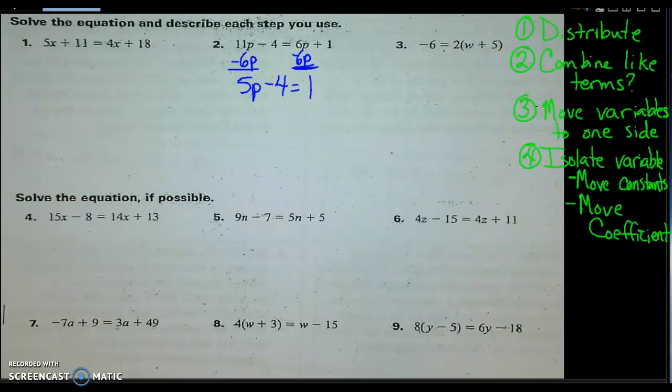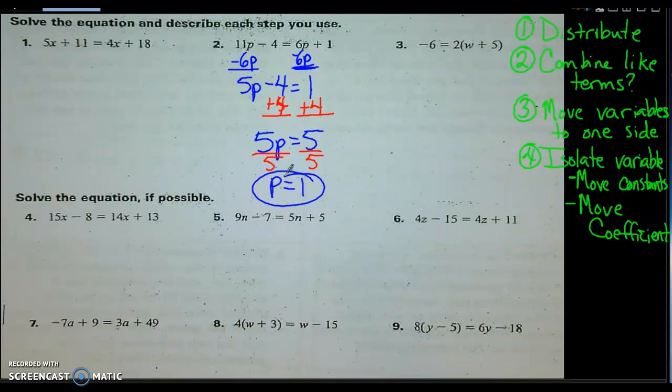So that leaves me with 5p minus 4 equals 1. Now I'm going to work through getting the variable by itself. So I move my constants first. Plus 4, plus 4. I have to do it. If I do something on one side, I have to do it on the other. That leaves me with 5p equals 5. Now I need to divide because I have 5 times p, so I'm going to divide by 5, divide by 5. So that's going to leave me with p equals 1, and there is my answer.